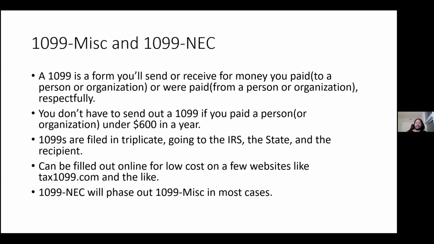And that works obviously the other way too. If you're paying somebody, once a person or organization hits that $600 threshold, then you have to give them a 1099. 1099s are filed in triplicate, one going to the IRS, one going to the state, and one going to the recipient. So when you're sending it out, you're telling the IRS that the person made this amount of money, you're telling the state the same thing, and you're telling the recipient that you told the IRS that. Generally, people get tripped up on that because they think, just because I got this 1099, that doesn't mean that the IRS knows. They absolutely know. If you got it, the IRS got it.